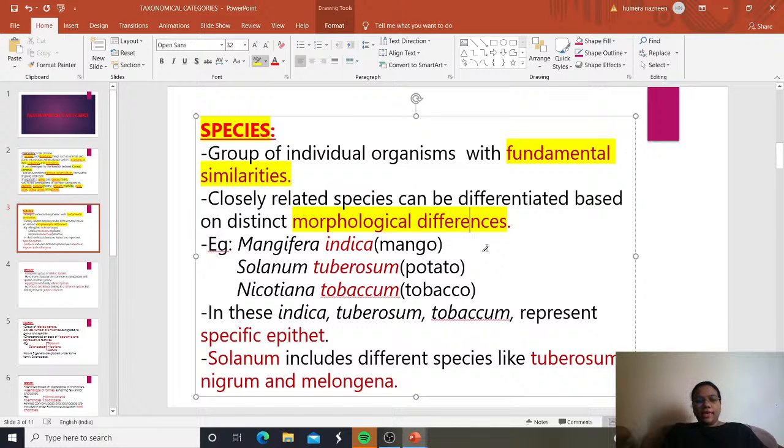Now, the example we have here is Mangifera indica, which is nothing but mango, a product we use daily. The scientific name is Mangifera indica. Potato is Solanum tuberosum, and tobacco is Nicotiana tabacum. In Mangifera indica, indica is a specific epithet. That means it belongs to species indica. Tuberosum is the species of potato. Then we have tobacco, the species of tobacco, specific epithet. So indica, tuberosum and tabacum represent specific epithets, right?